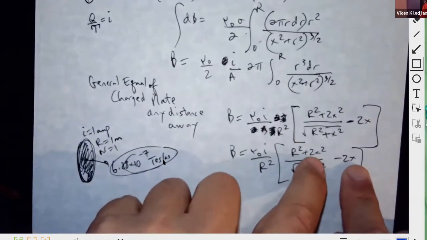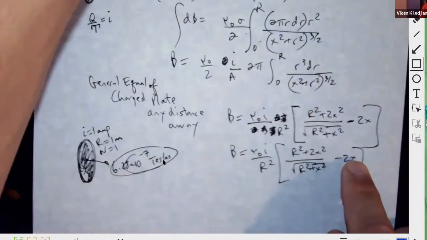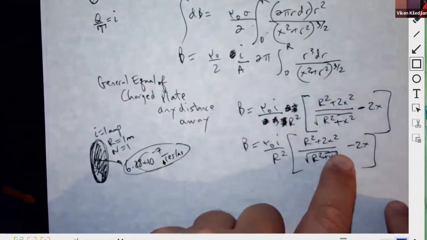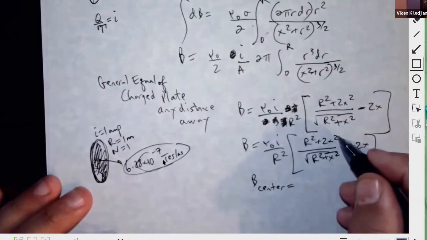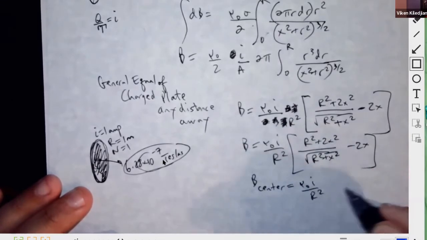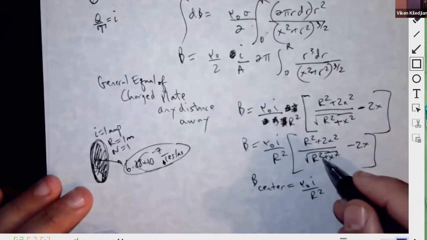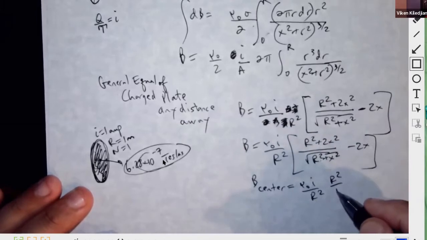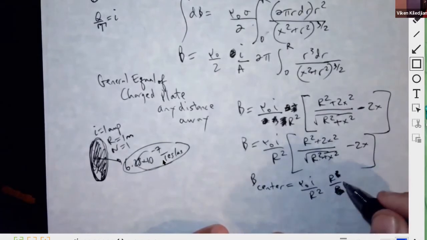This is valid for any x distance away from the center. So if I put x is 0, what do I get? This disappears, this disappears, this disappears. Then you get the magnetic field at the center: mu 0 I over r squared, and then this is gone, this is gone. And then you get r squared over the square root of r squared, so that's just r, and then this is gone.